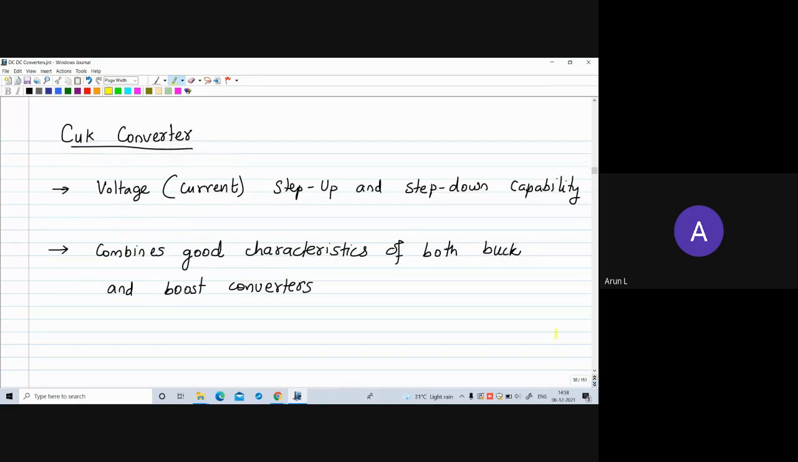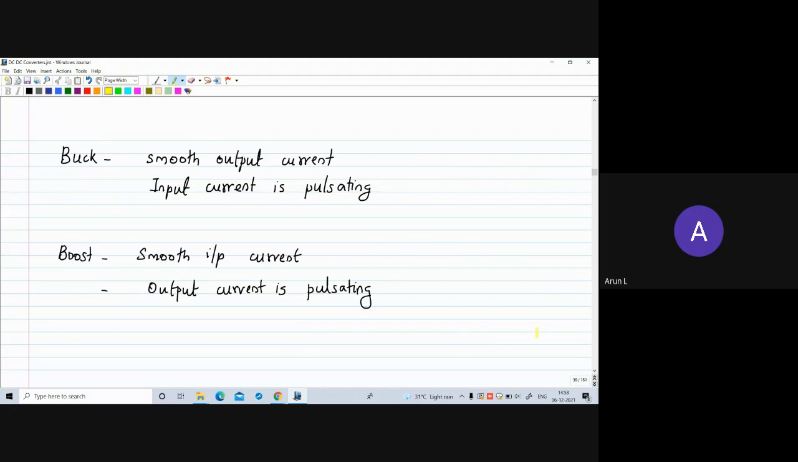So let us see how a Cuk converter can be deduced from the fundamentals. A Cuk converter combines the good characteristics of buck and boost converters, and it can either step up or step down. It is a buck boost type. It can step up or step down both voltage and current. So if you recollect the circuit of a buck converter, you have a switch in series with the input and an inductance in series with your output section. Since the inductance is in series with the output section, the output current will be continuous. So there is a smooth output current for a buck converter.